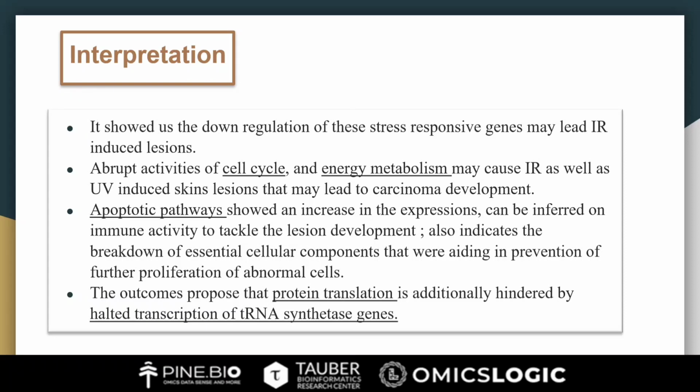From these results, we interpreted that due to the exposure to the radiation to the cell lines, there were abrupt activities of cell cycle and energy metabolism that caused skin lesions, and which may further lead to carcinoma development. Apoptotic cycles showed an increased expression, which may be inferred as a way in which the components are aiding in prevention of further proliferation of the abnormal cells, or there is a breakdown of essential cellular components. The outcome proposed that protein translation is additionally hindered by halted transcription of tRNA synthetase genes.